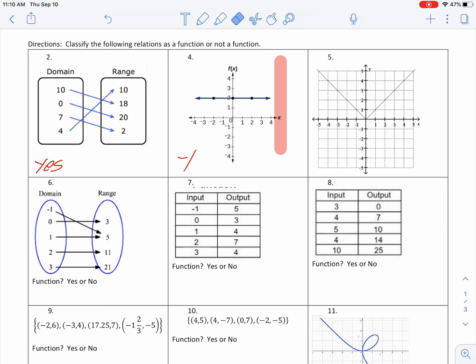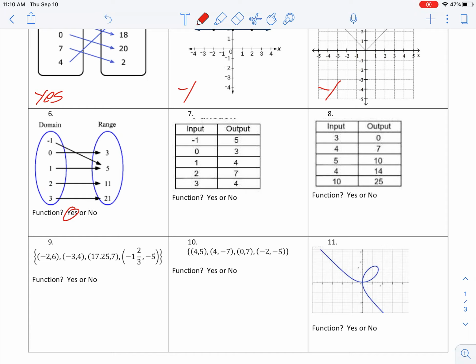Number 6, that is a no. What's screwing it up? Sorry, I looked at that not carefully. That is a yes, okay? I just wasn't paying attention to my numbers. So that is a yes. -1 goes to 5, that's one time. 0 to 3, 1 to 5, 2 to 11, 3 to 21, that's all cool. So nothing in the domain is being repeated and going to different y values. So this is a yes.